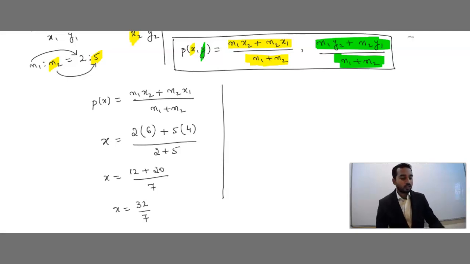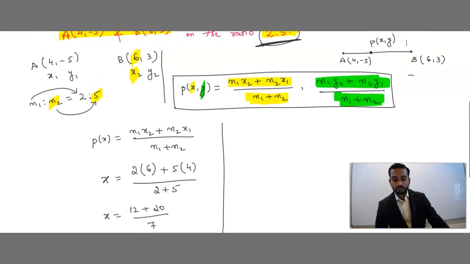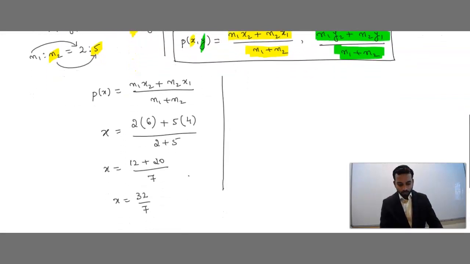Can we check once again all the values whether it is right or wrong? m1 x2 plus m2 x1 divided by m1 plus m2. What is m1? 2. x2 is 6, plus m2 5, x1 4. Done. Divided by 2 plus 5. 2 6s are 12. 5 4s are 20. Divided by 5 plus 2, 7. 20 plus 12, that is 32. 32 by 7. Correct? Yes. Is it cancelable, 7 and 32? No. So x value is this.